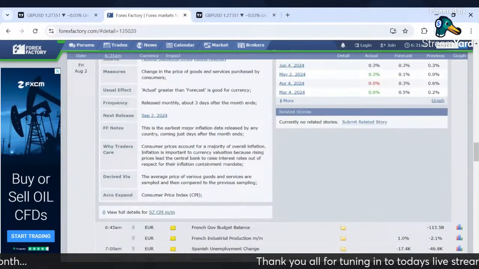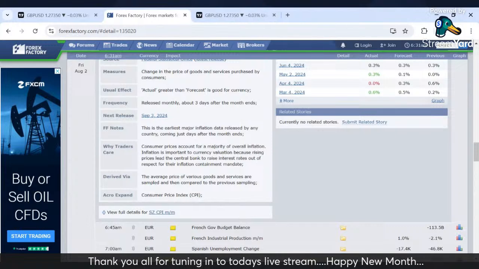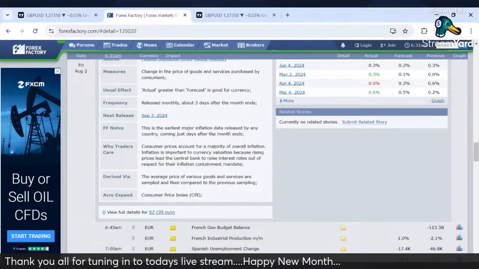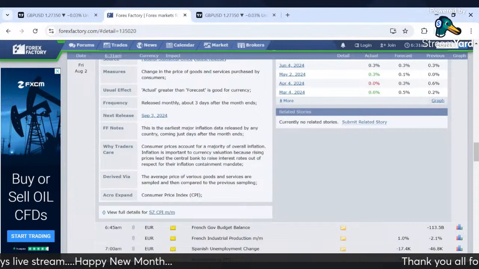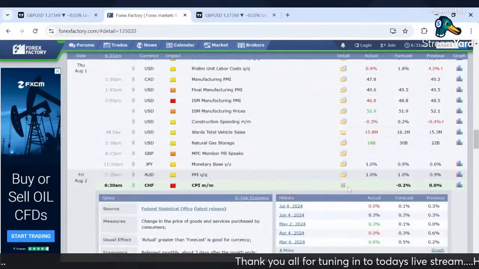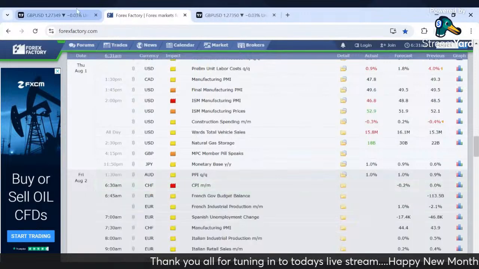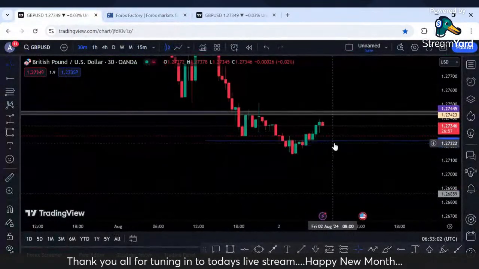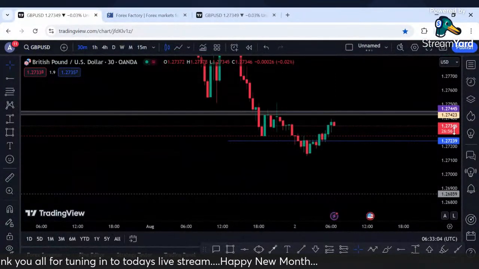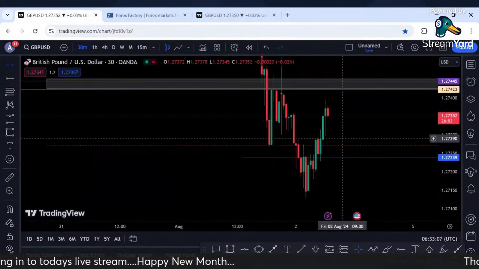Consumer prices account for a majority of overall inflation. Inflation is important to currency valuation, because rising prices lead the central bank to raise interest rates out of respect for their inflation containment mandate. It measures the average price of goods and services. So if the data happens to be good, it is good for the economy, because it will trigger the central bank to increase their interest rate.